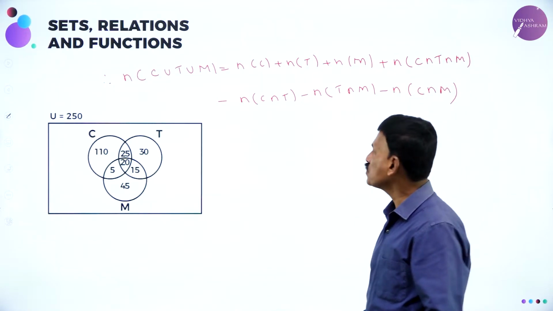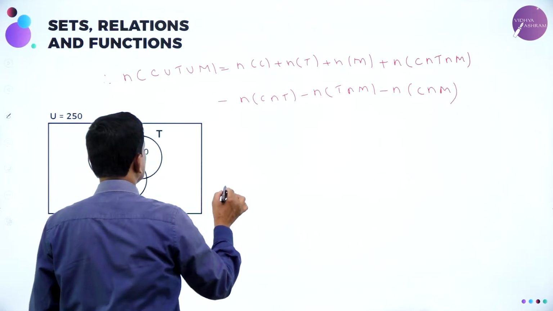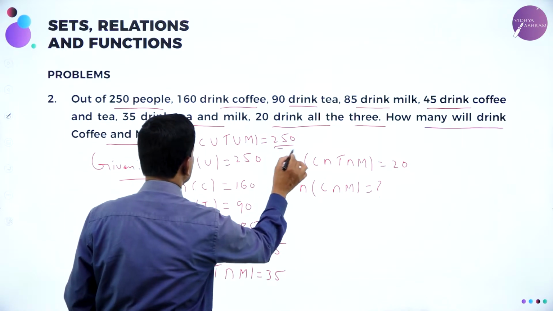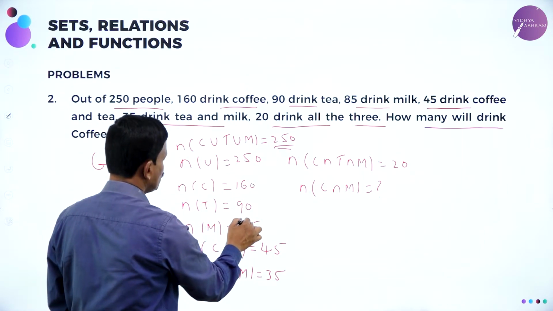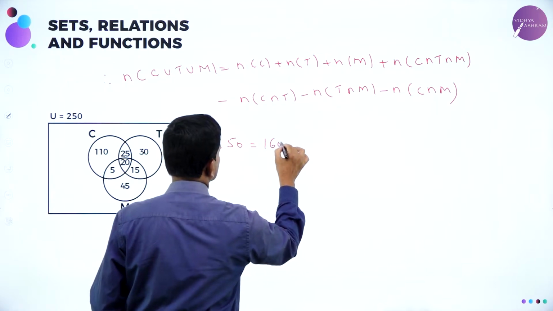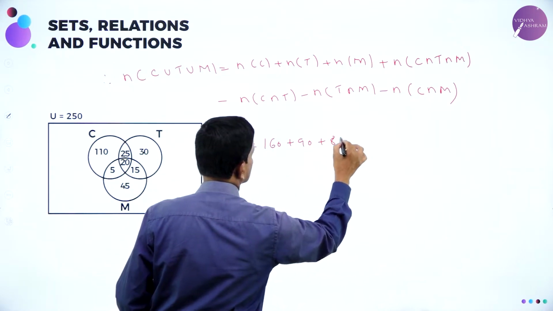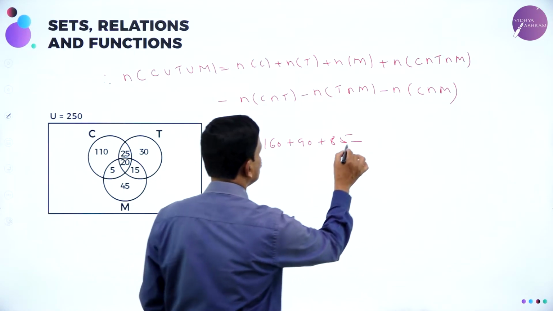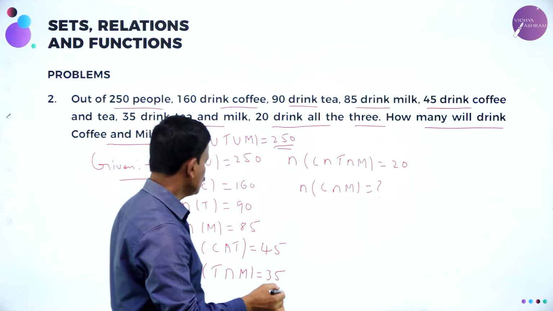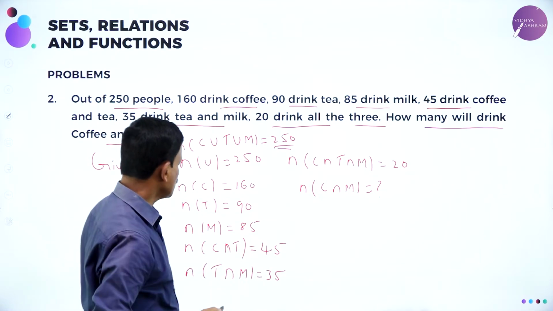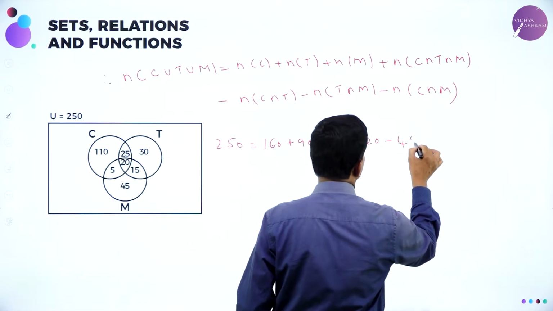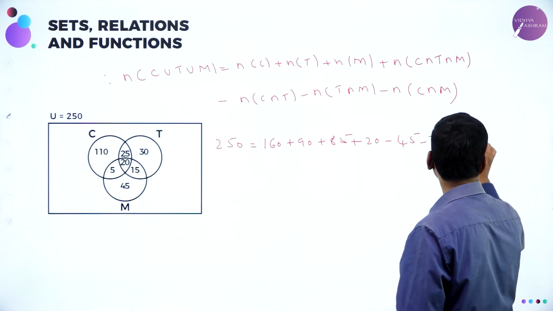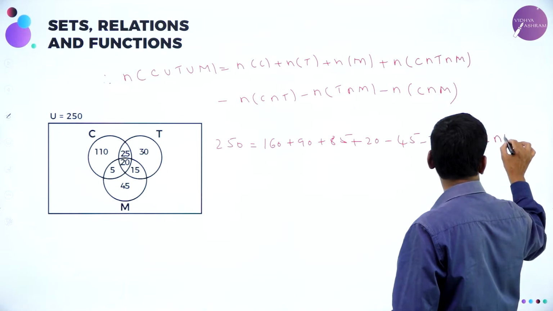This is the formula. Now substitute the values. N of C union T union M is 250, that is already given. So 250 is equal to 160 plus 90 plus 85, minus the commons. What is the common? 20 plus 20, minus these two. What is this? 45 minus 35, minus N of C intersection M.